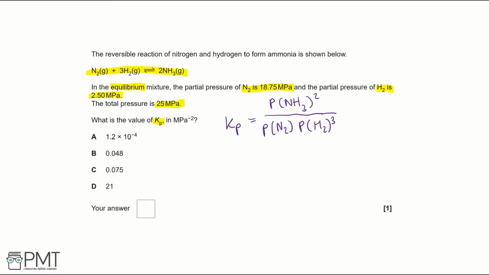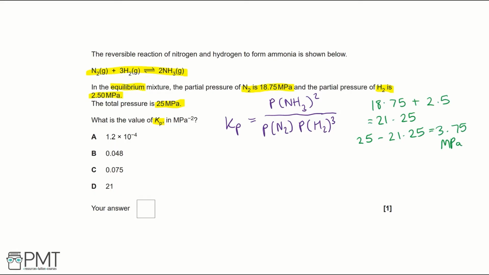So what we need to do is 18.75 plus 2.5, which equals 21.25, and then we do 25, which is the total pressure, minus 21.25, which gives us 3.75 megapascals, which is the partial pressure of ammonia.